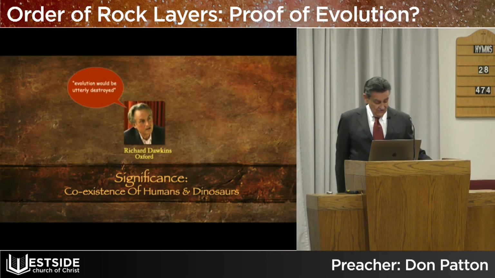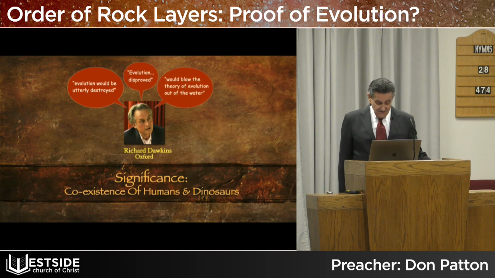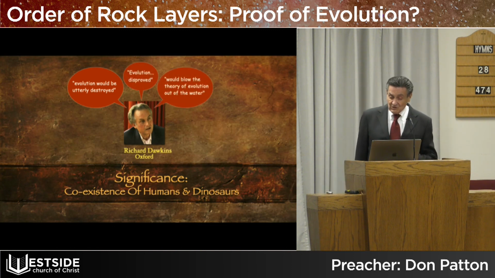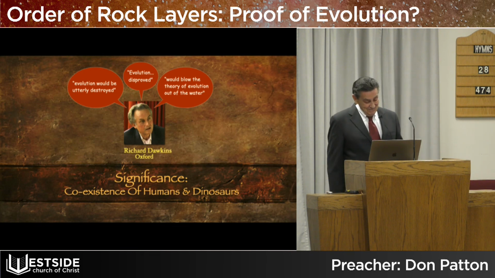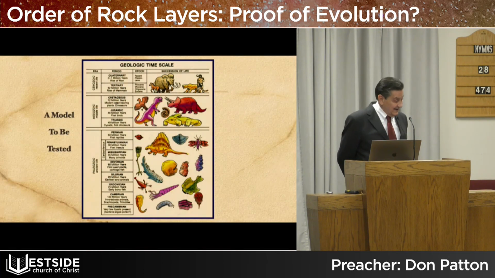Here's Richard Dawkins. He says evolution would be utterly destroyed. Evolution disproved. It would blow the theory of evolution out of the water. I think they know what they're talking about. That would be the implication, and you'll just have to decide if we have documented that.